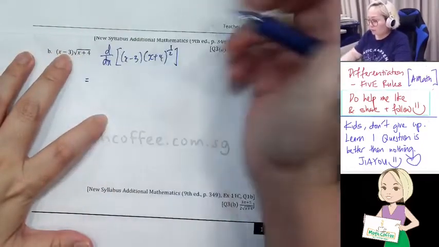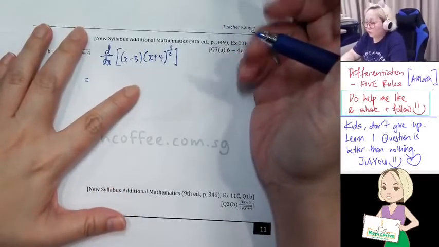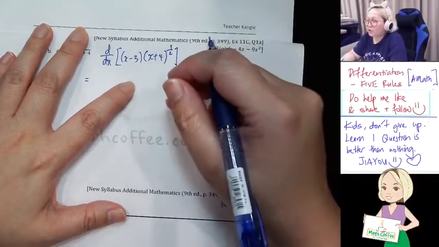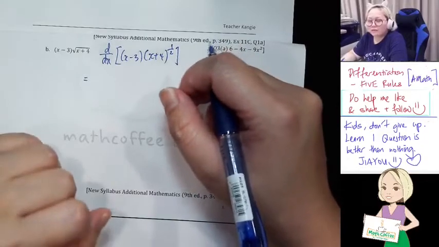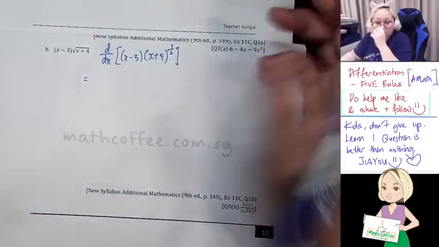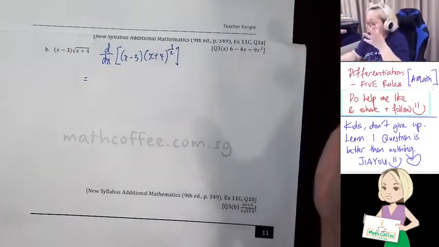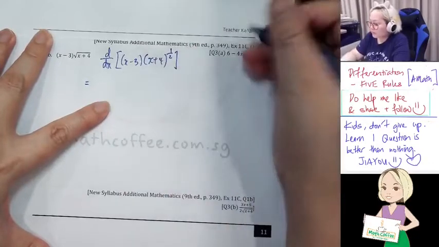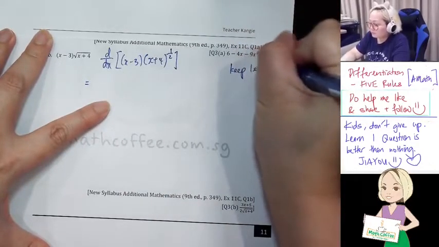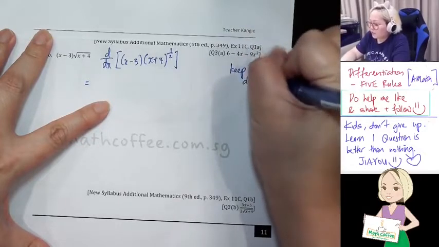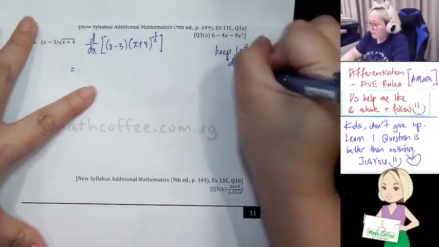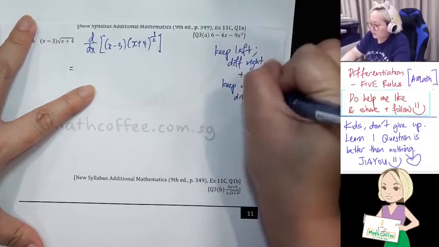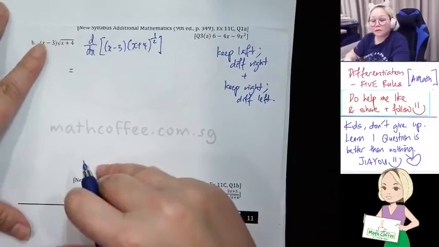So this is how I do my product rule. Of course in school, teacher will use the U and then got the V. Okay, but I never use the U and V. Teacher Kangie a bit lazy. I just memorize the method to differentiate. Because I want to use product rule, let's start. I'm going to keep left, differentiate right, plus keep right, differentiate left.